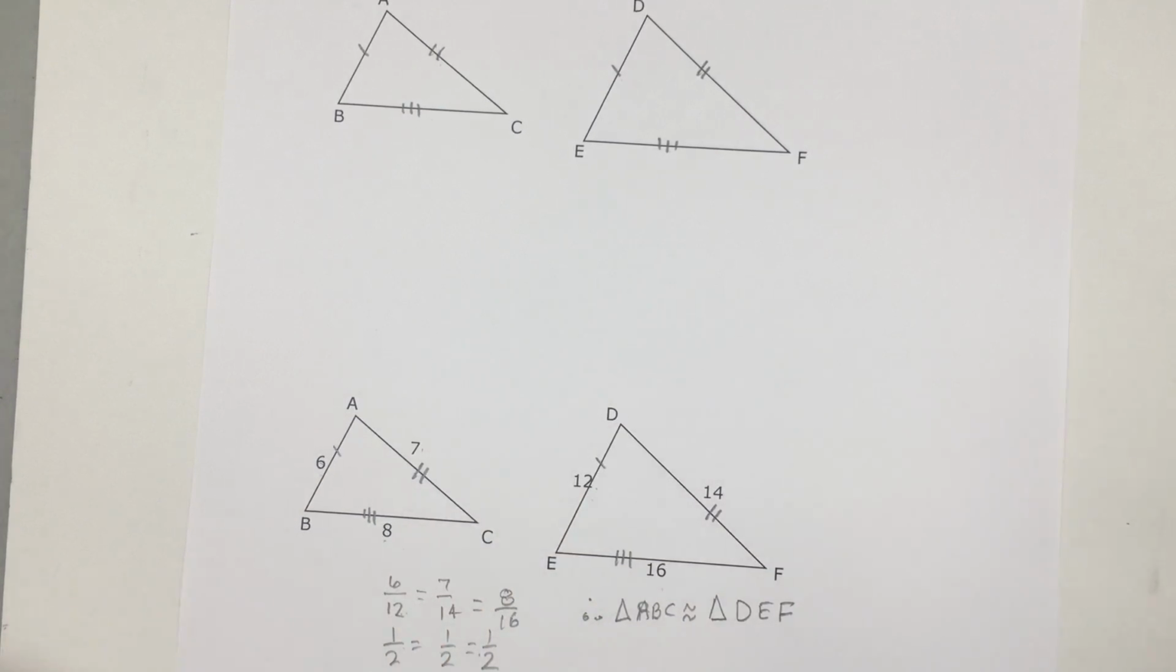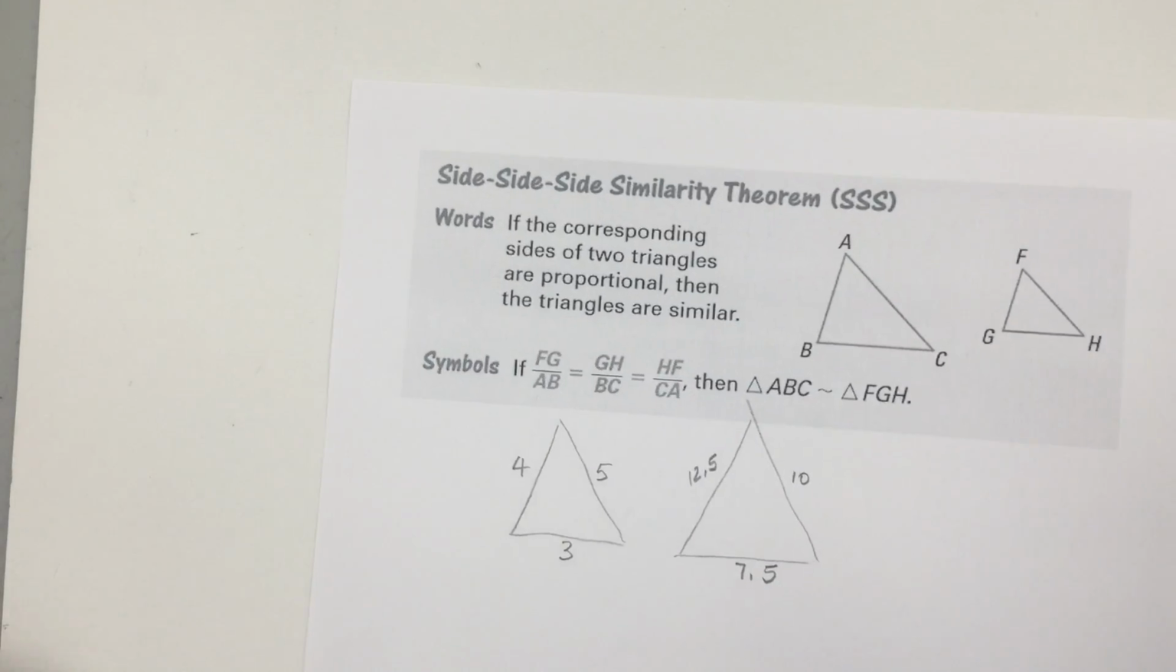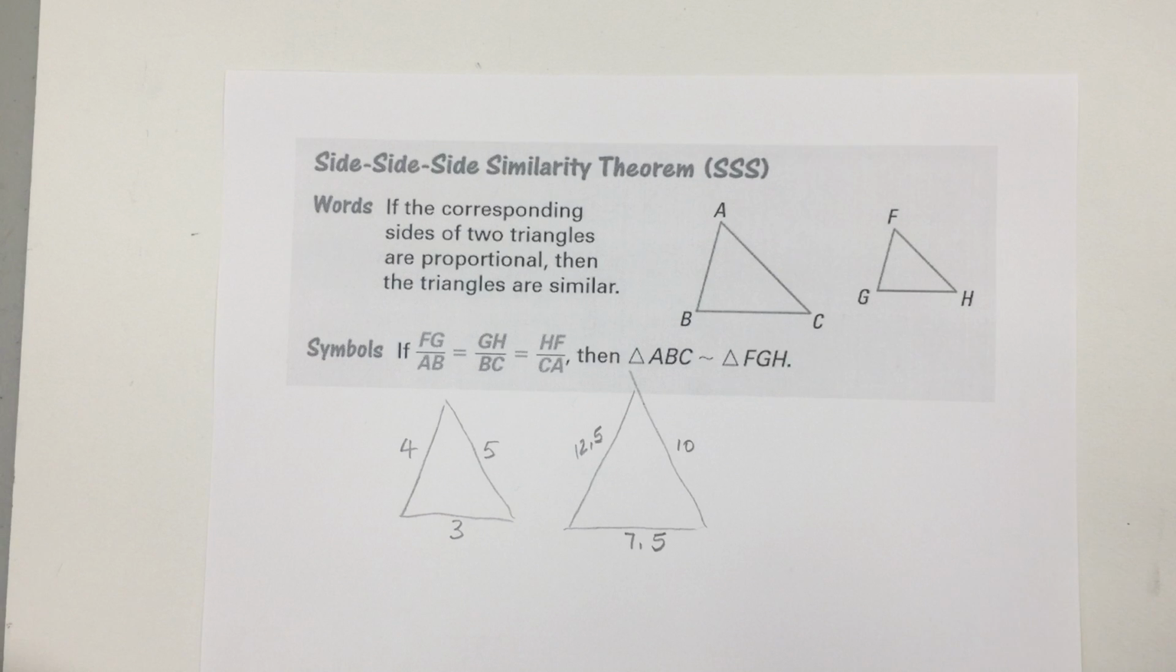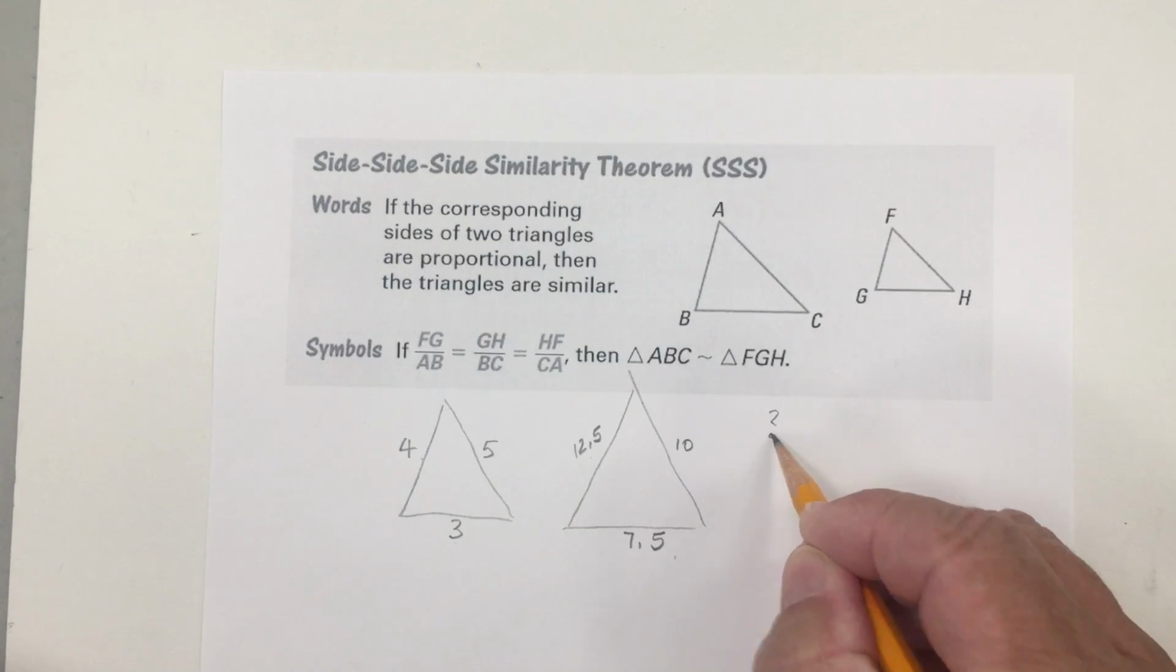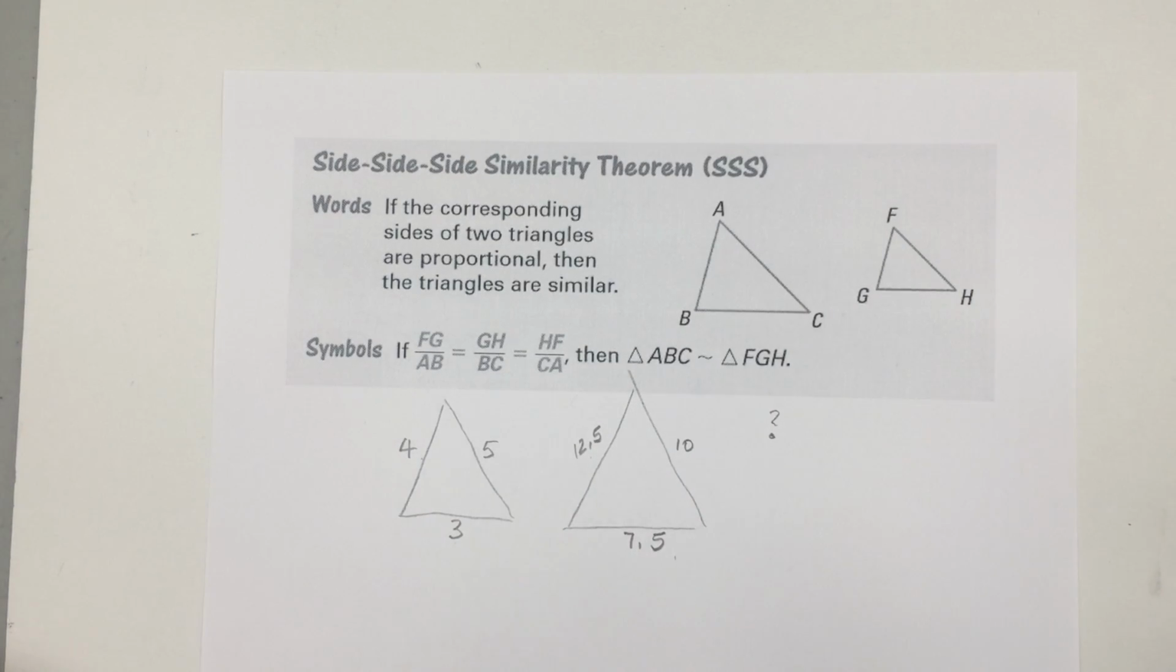So what happens? We always have to check. What happens if they're not so easily corresponding? So we have two triangles here. We have this smaller triangle, 4, 5, and 3, and the other with 12 and a half, 10, and 7 and a half. Well, let's just see, we have to work it. Is this side corresponding to that side? We don't know. So let's try it out.